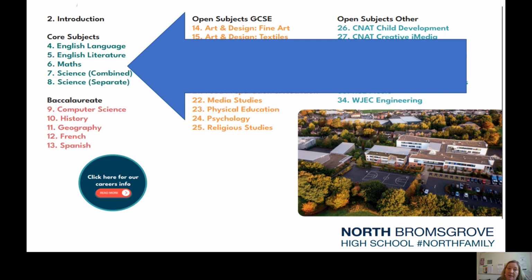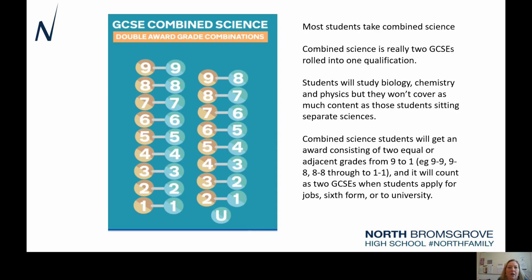You've then got maths, which is tiered to higher and foundation. English doesn't have any tiers anymore. It's an open paper from grade 1 to grade 9. And then you've got your science option on here. Now you'll see for this area, it says science combined and science separate. So I'm going to talk you through what that means in a moment.